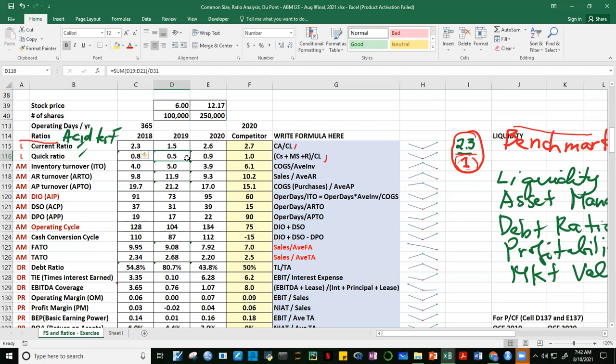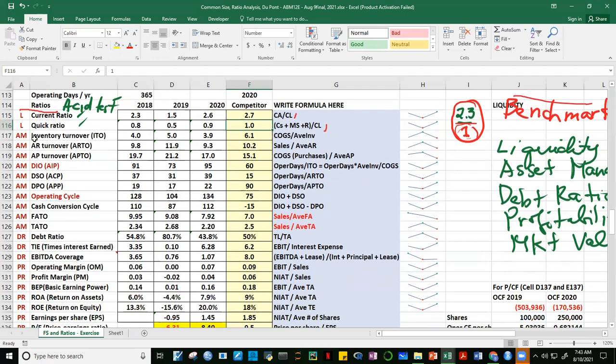Okay, so that's not enough because we said that we excluded here inventory and prepayments because they're not really that liquid. And then we look at it over time. In fact, we say that it decreased in 2019 and increased back in 2020. However, we pale in comparison to the competitor. Okay, so that's how we looked at the liquidity ratios.